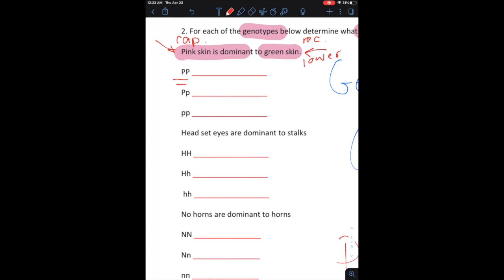So capital P. We have 2 dominant alleles, which means that it's going to be a dominant. The phenotype is going to be the dominant trait, which is pink skin. Okay, we have 1 dominant, 1 recessive, still going to be pink skin. Here we have 2 recessive, 2 lowercase letters, that's going to be green skin.